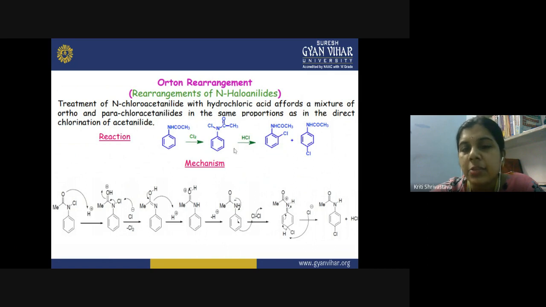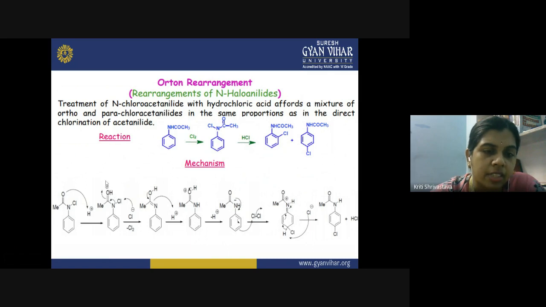So when the rearrangement takes place in the presence of HCl, you get an equal proportion of ortho and para-chloroacetanilide. So the mechanism is this. This is your N-chloroacetanilide, and in the presence of the proton, because you are using the acid, the oxygen's electrons attract the proton towards itself and it gets attached to the oxygen.